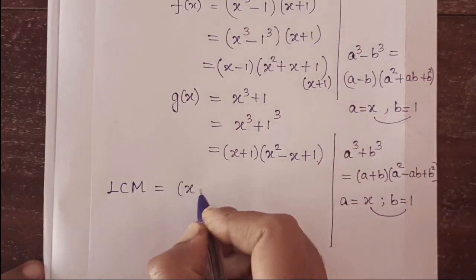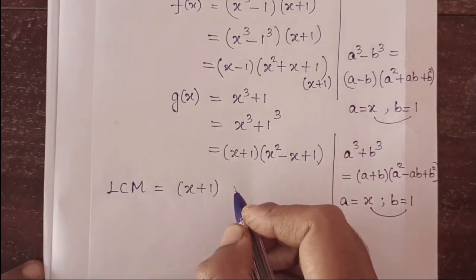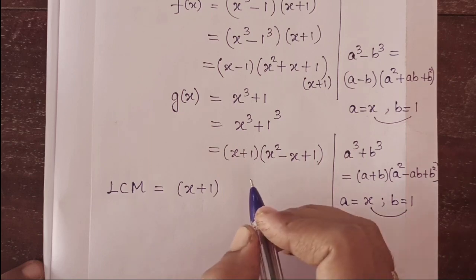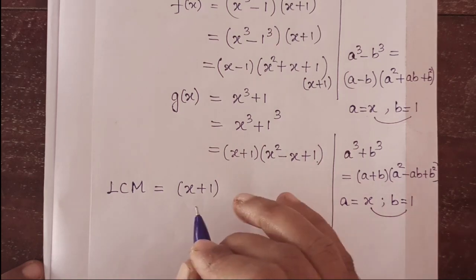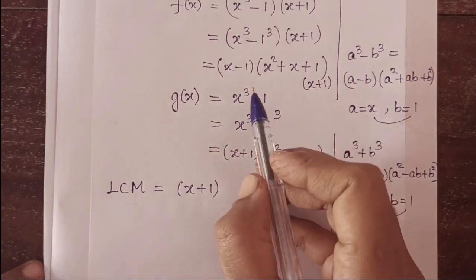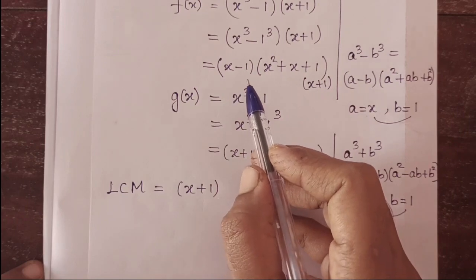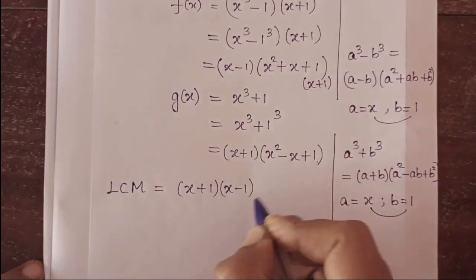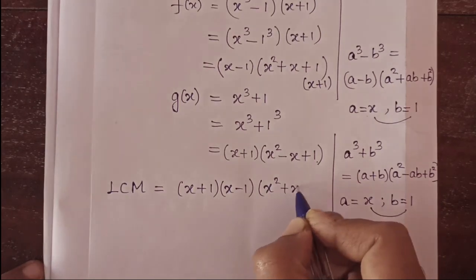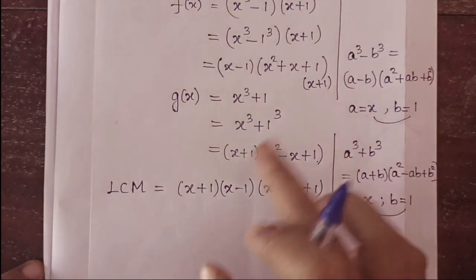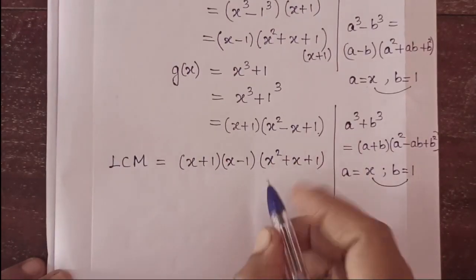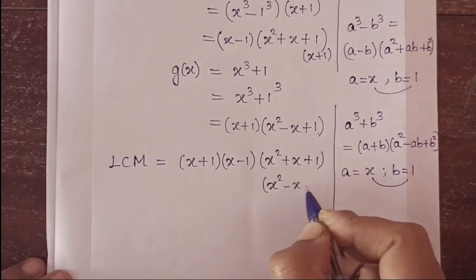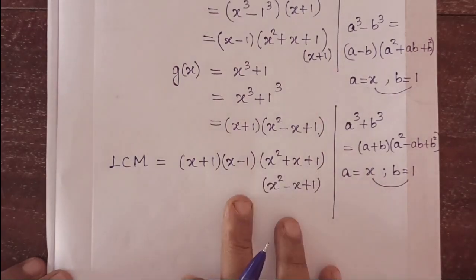So write that one. And what is the next step for finding LCM? If there is any additional term, we need to write all the terms together. So what are the remaining terms yet to write? x minus 1, then x square plus x plus 1. x plus 1 we already wrote, and one more term is there, x square minus x plus 1. So this is the required LCM.